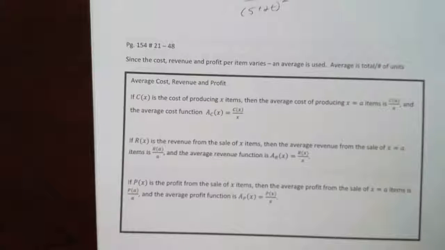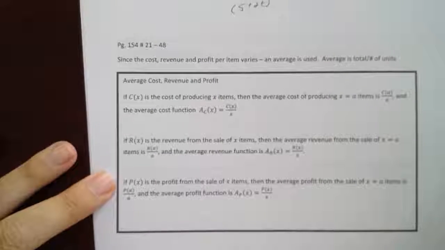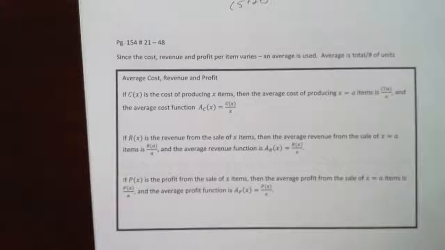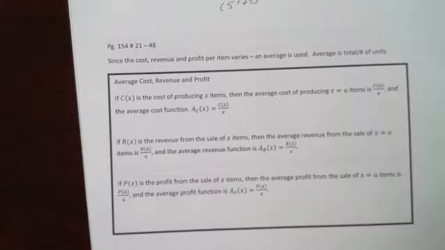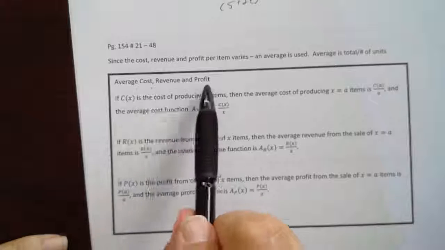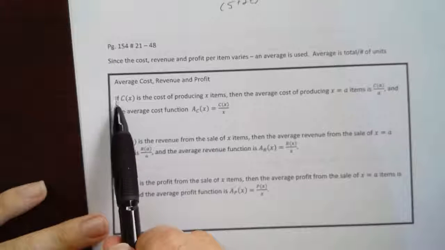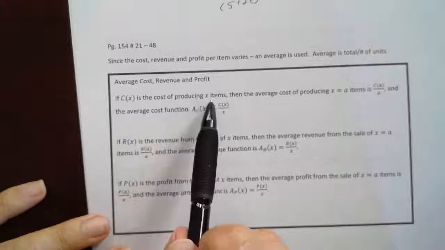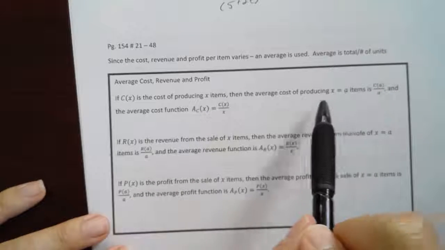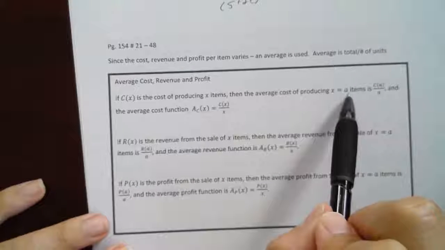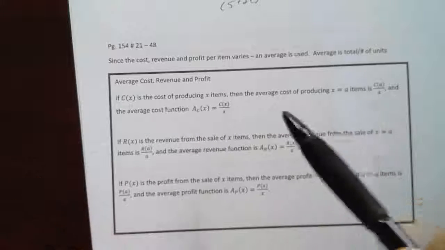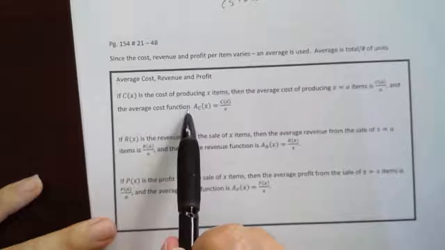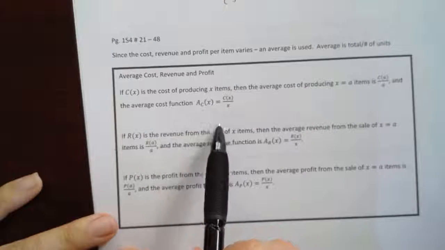All right, let's talk about something a little bit different. Since the cost, revenue, and profit per item varies, because these are not linear functions, an average is going to be used. An average will be the total divided by the number of units. So your average cost, revenue, and profit functions look like this. If C of X is the cost of producing X items, then the average cost of producing A items is going to be the cost of all A items divided by the number A, which is how many items there are.